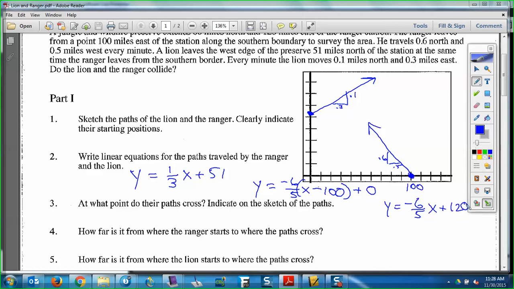We've been used to equations where time was our input, right? And then distance was our output. That's not the case here. If I put an x in here, so like I put a 100 in here for the x, what does that x stand for in this problem?